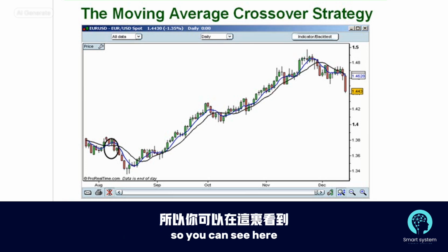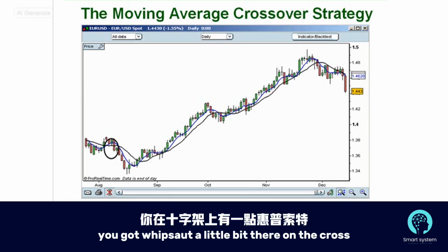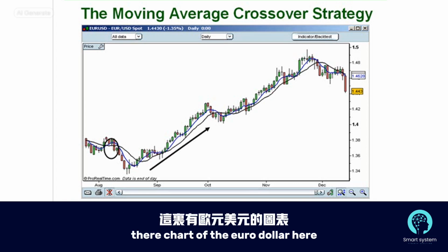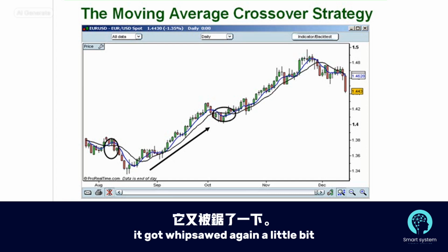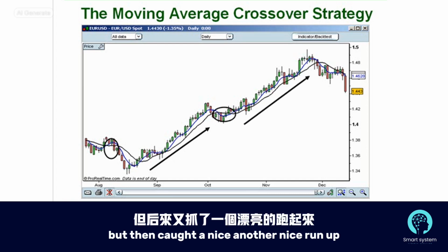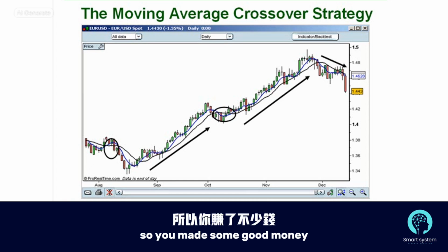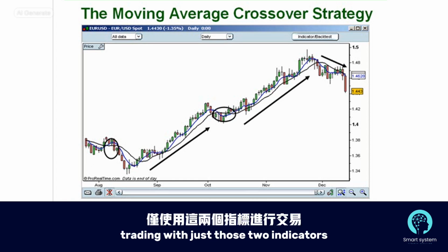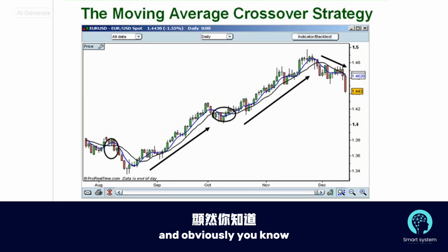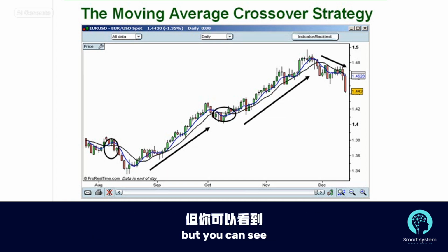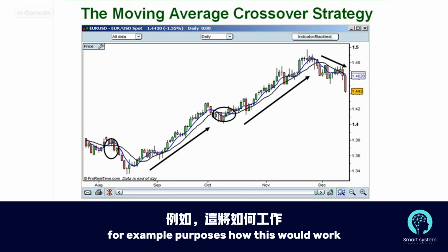So you can see here, you got whipsawed a little bit there on the cross, but then you caught a nice little run down before catching a nice run back up. Here's a chart of the euro dollar, it got whipsawed again a little bit, but then caught another nice run up, and then caught a nice run back down. So you made some good money trading with just those 2 indicators. And obviously, this was done in hindsight, and hindsight is 20/20. But you can see, for example purposes, how this would work.